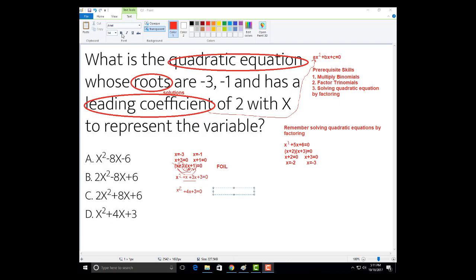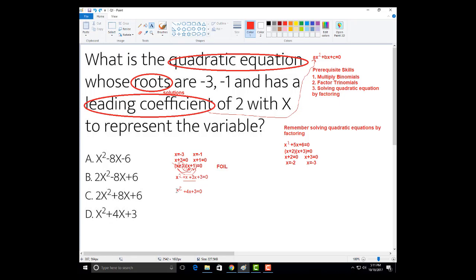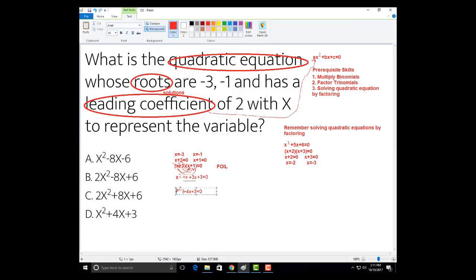Now you might be thinking, Kate, is that legal? It's totally legal. We've always been allowed to multiply, do anything we want really to an equation, as long as we do it to both sides. So I'm going to take this parentheses here, and I'm going to put a parentheses here. What I want to do is, in order to make my leading coefficient 2, take this entire equation and multiply it by 2. It's the only legal way to do that, if you do it to the entire left-hand side.